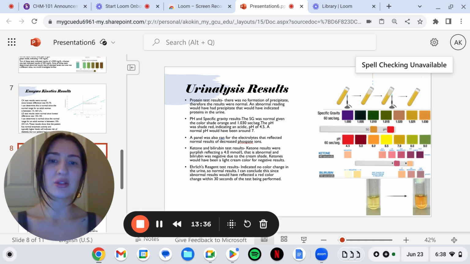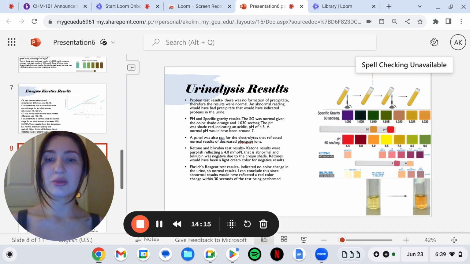Ketone and bilirubin test results were also concluded to have reflected abnormal ketone results that reflected a purplish color with a value of 4.0 mmol/L, and bilirubin was negative due to the cream shade. If the ketones would have been a light cream color, then that would have indicated negative or normal results. However, ours reflected a higher color of purple, reflecting a larger number. So abnormal for ketone results as well.